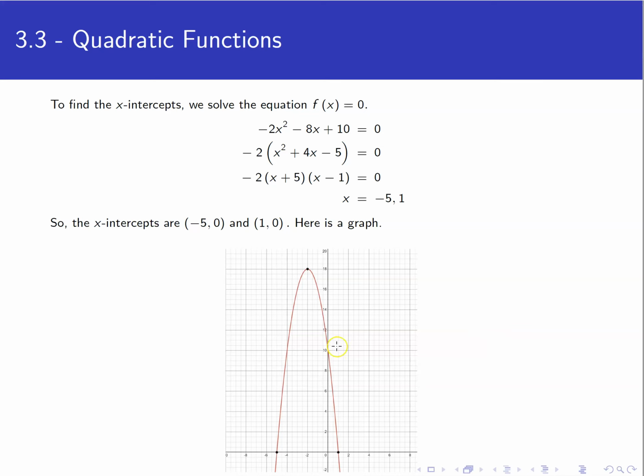Also, we could have found the y-intercept, and we see that here. The y-intercept would be found by putting 0 in for x. When you put 0 in for x, you get 10 out, so the point 0, 10 should be on there, which it is.